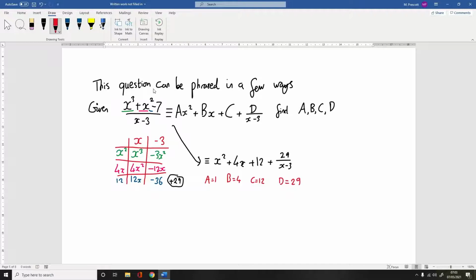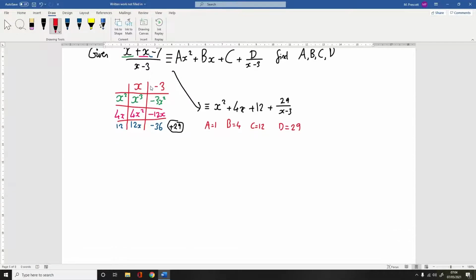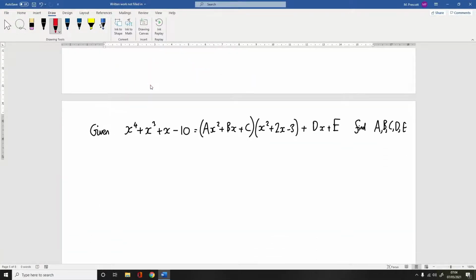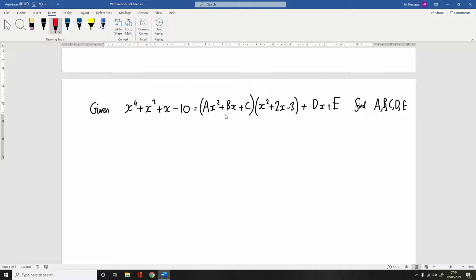How else can we phrase this question? Well, we could phrase it like this. Very similar to the one we just saw. It gives us an expression like this, and what we can do is rearrange this expression to be a division. So we've got our x to the 4 plus x cubed plus x minus 10. We're going to divide both sides of this identity by x squared plus 2x minus 3.